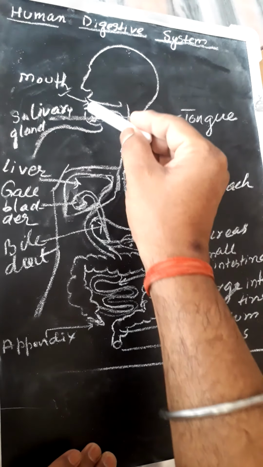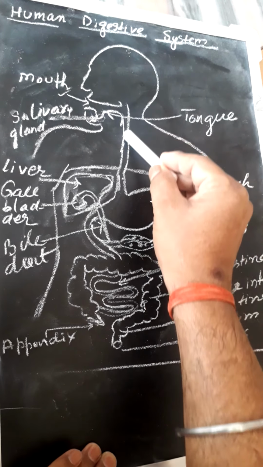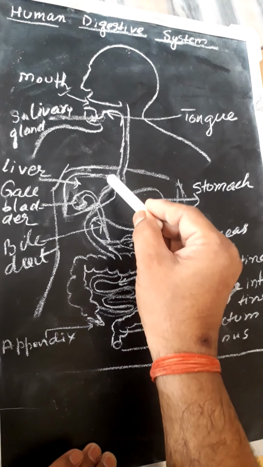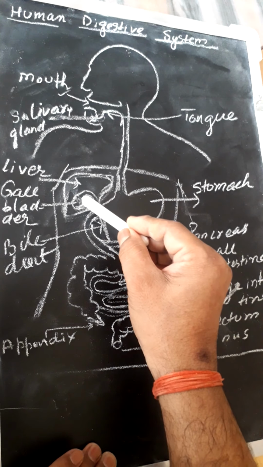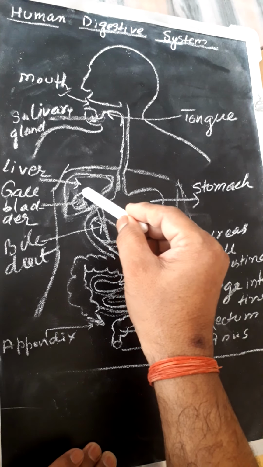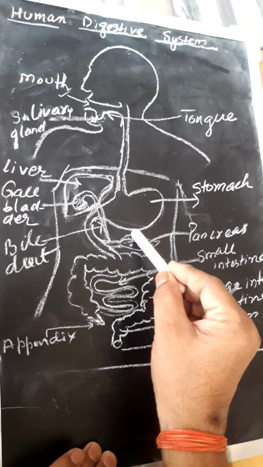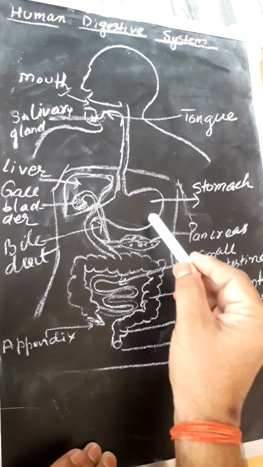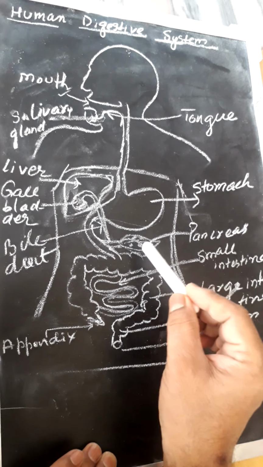Saliva is secreted by the salivary gland. This is the esophagus or food pipe. This is our stomach. Here, this is the liver. This is the gallbladder. This is the bile duct. This is the pancreas, which lies beneath the stomach and parallel to it.